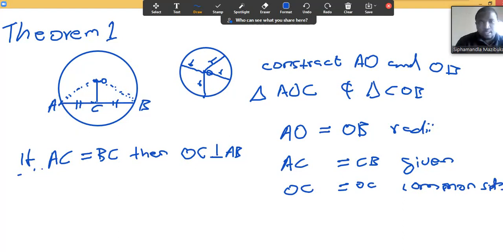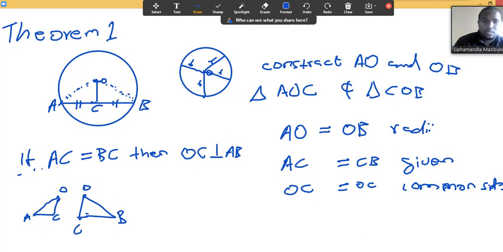Why are we saying OC is equal to OC? Basically, I told you that we introduced the triangle AOC and triangle COB. So this is A, this is O, this is C, and we have a triangle like this, where this is B, this is O, this is C. You see OC, both triangles have OC. There's an OC this side, there's an OC this side. So that's why we're saying it's a common side, right?